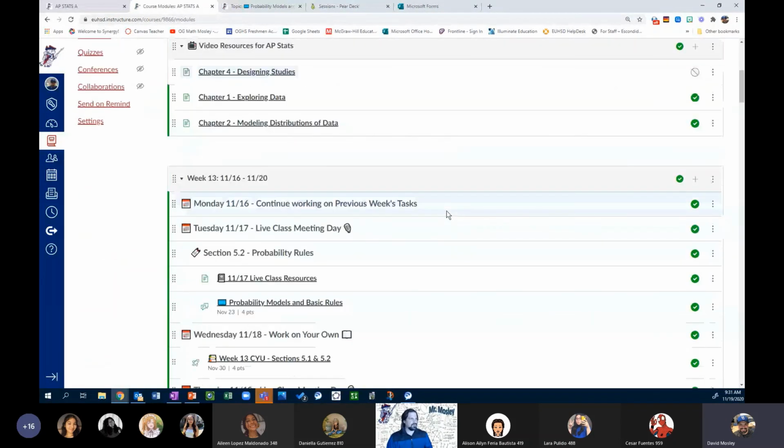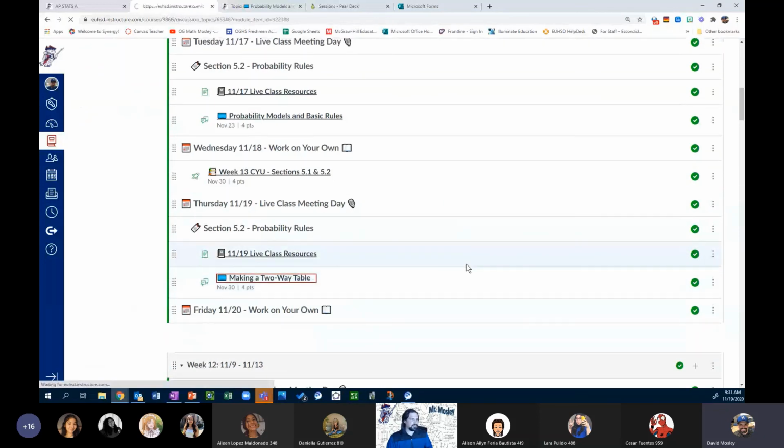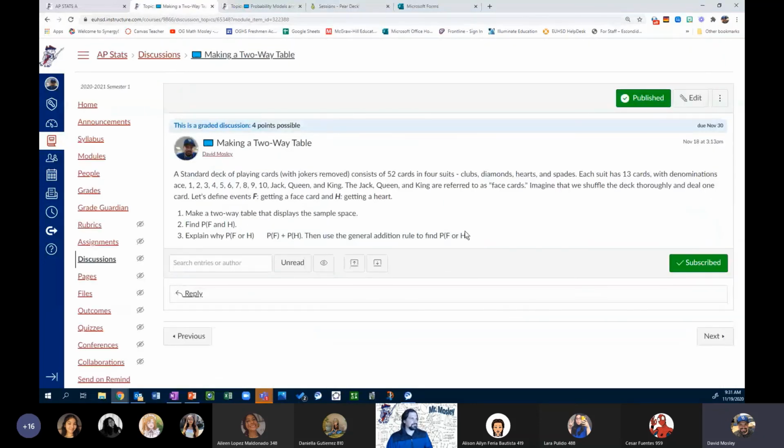Then our last discussion board for the week and for the month of November. Okay, notation's good. Sorry, my notation was being weird last night when I was putting this in. A standard deck of playing cards with jokers removed consists of 52 cards in 4 suits: clubs, diamonds, hearts, and spades. Each suit has 13 cards with denominations: ace, 1, 2, 3, 4, 5, 6, 7, 8, 9, 10, jack, queen, king. The jack, queen, king are referred to as face cards. Imagine that we shuffle the deck thoroughly and deal 1 card. Let's define events F, getting a face card, and H, getting a heart.